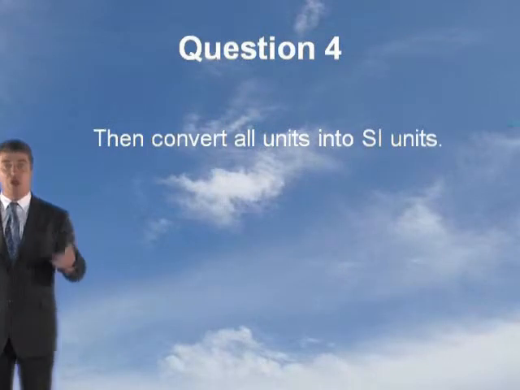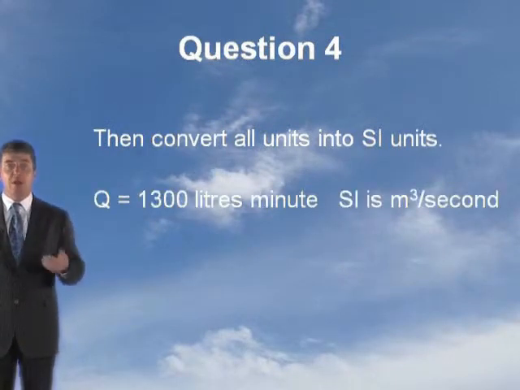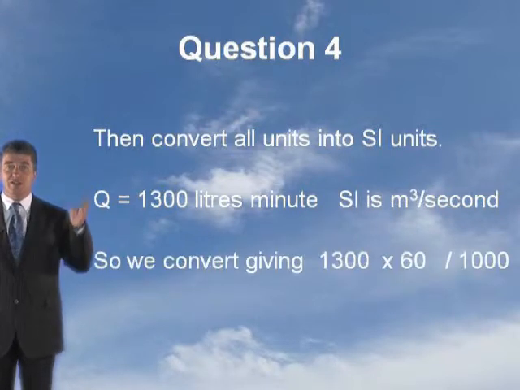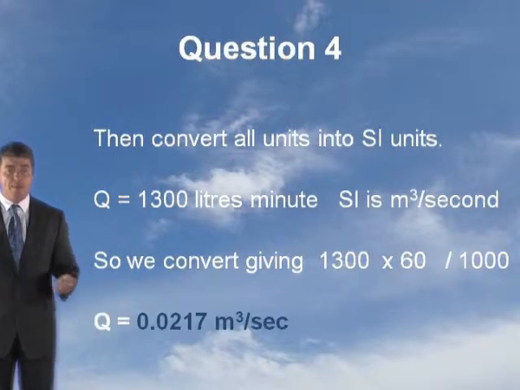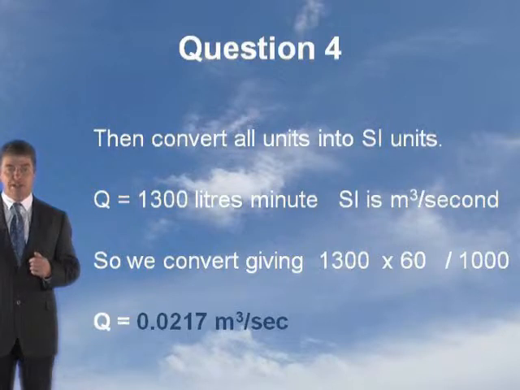Then you've got to convert all to SI units. What's the SI unit for flow? Q? Metres cubed a second. Now in this case it says it's 1300 litres a minute. Do you understand straight away? 1300 litres a minute, you've got to convert that into metres cubed a second. So by converting it, you have to times it by 60 to give it a second and divide it by 1000 to give it metres cubed. And that gives you a Q of 0.0217.